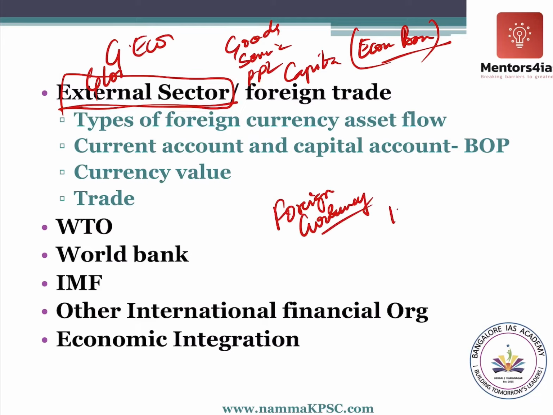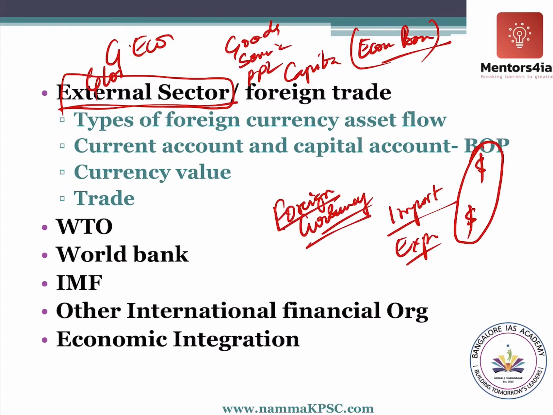See, for example, import. When we import something, let's say when you import petrol, you pay in what? You pay in dollars. When you export, what do you do? When you export, what do you get? You get dollars. So that part of the economy which is done in foreign currency is known as external sector. So here we will have to first understand the different types of foreign asset flow like FDI, FPI, etc.